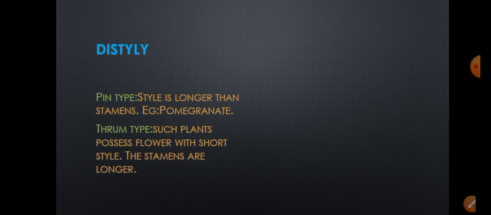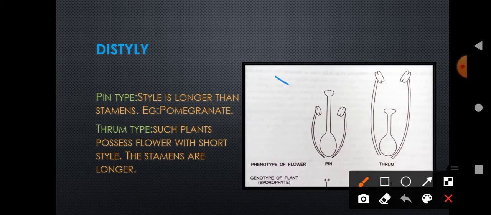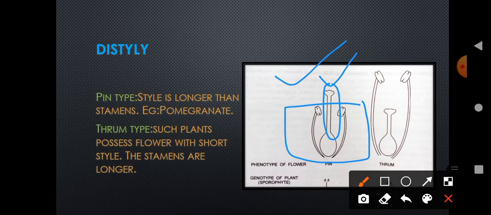The other type of flower which comes under Distyly is where such plants possess flowers with a short style, that is, the style length is short and the stamens are longer. Let me also show you a picture. In the first, the length of the style in the carpel is long. This part is long, and as compared to this, these stamens are short. These types of flowers are pin type flowers. And in the other diagram, you can see the length of the stamen is so long as compared to the style. These types of flowers are known as thrum flowers.